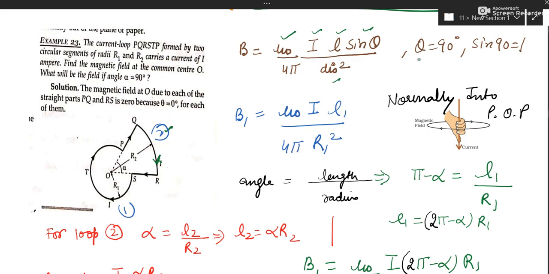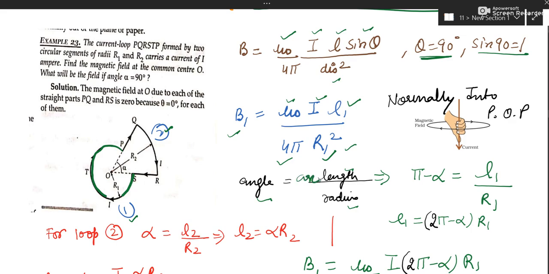Okay, for circular loops and turns, theta is 90, sine 90 is 1. Substitute. Magnetic field due to the first loop, this is my first loop: mu naught by 4 pi I, and this is I and this is I. So the current through both the loops is the same, so I is okay. Length of loop 1, length of this portion, and radius 1, this radius is 1, right? Now length is left. Let us talk about length. So angle is equal to arc length upon radius.